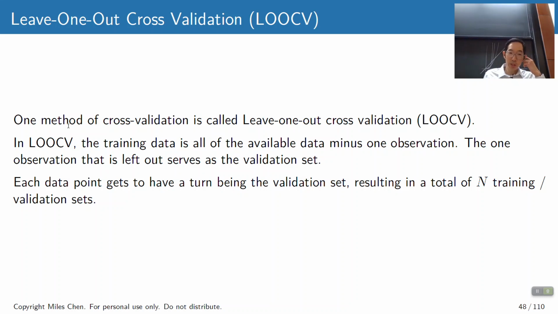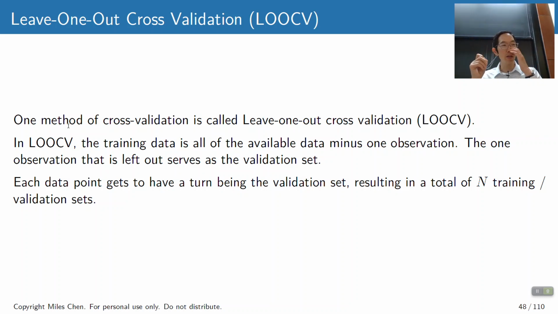One strategy is leave one out cross-validation. Leave one out cross-validation takes the training data, and all of the available data except for one is used to fit the model. Then we take the model that we fit and we use it to predict the one observation that's been left out. Every data point will have a turn being the validation point.